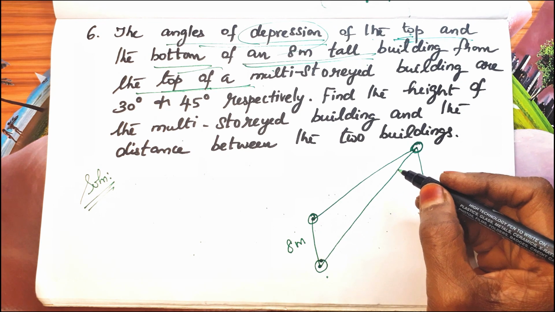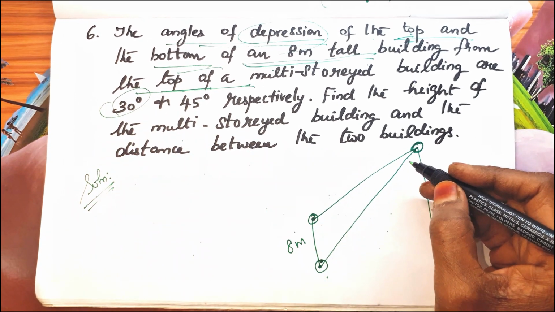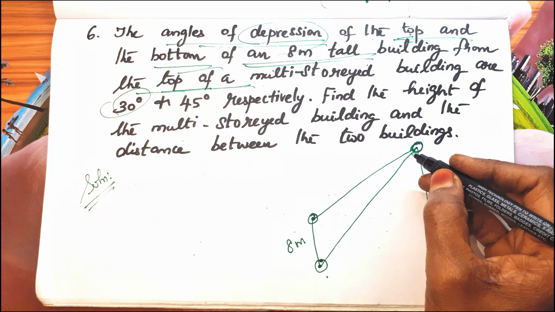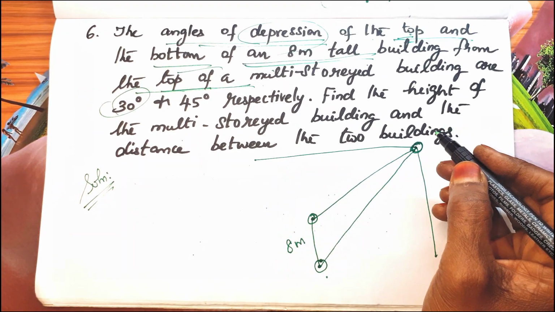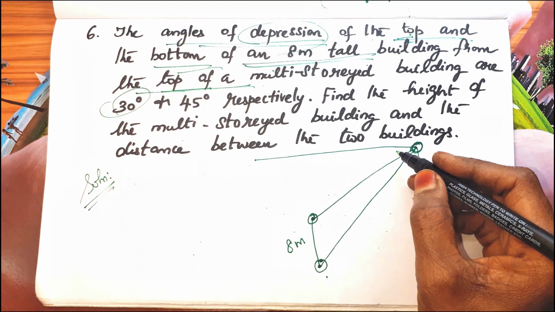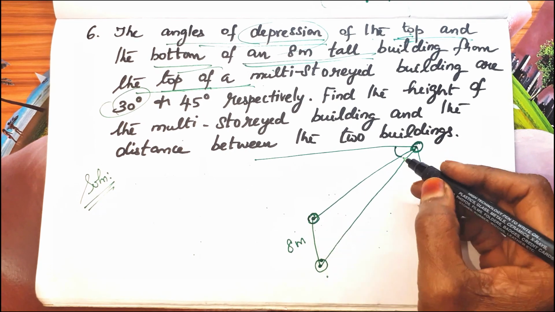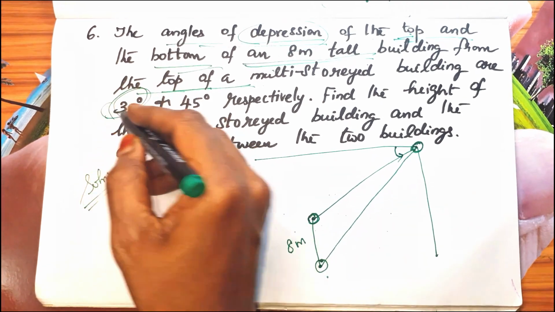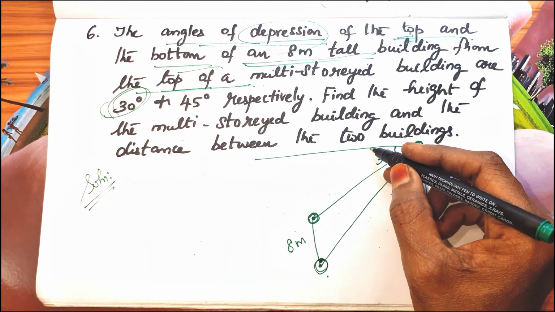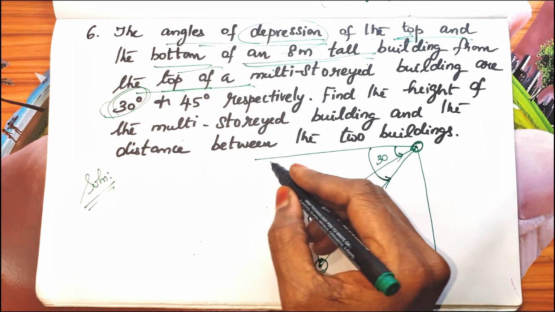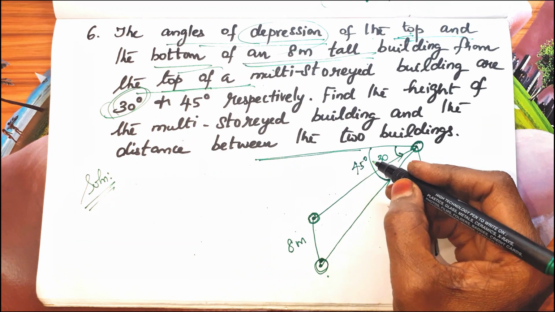What is the angle of depression for the top? It is 30 degrees, right? For that, first we have to draw the horizontal line, because only with the horizontal line can we calculate the angle of depression. So this angle of depression for the top is given as 30 degrees. What is the angle of depression for the bottom? It is 45 degrees. That means from the horizontal line till this, the angle is 45 degrees.